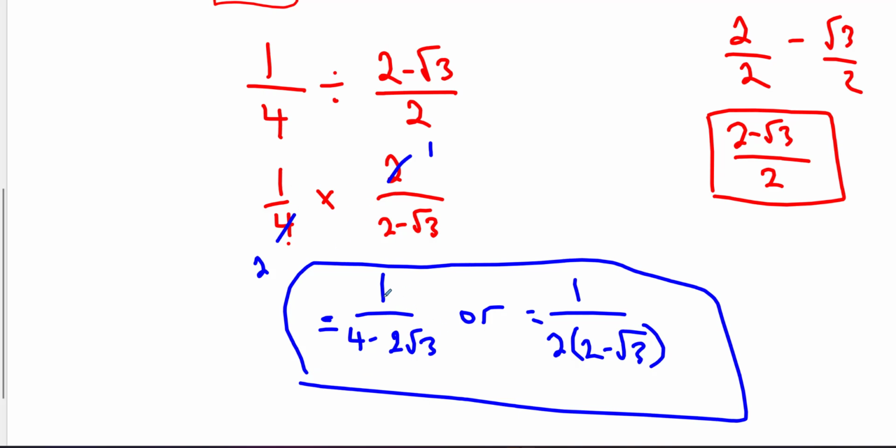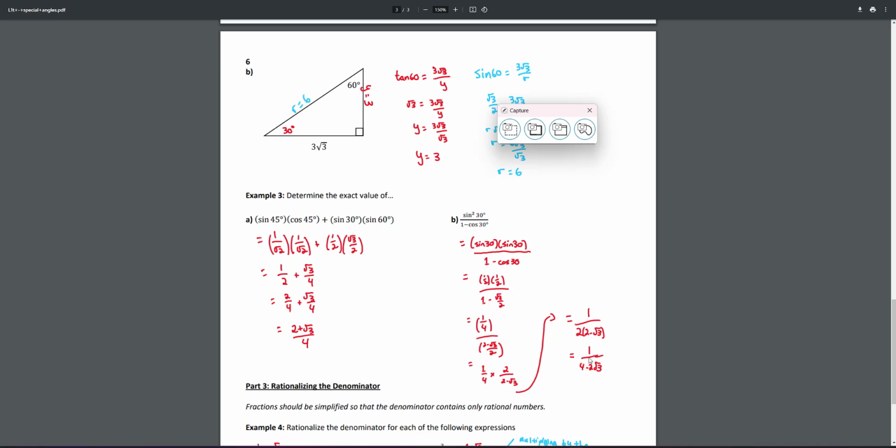So when I multiply it out, it's 1 over 4 minus 2 root 3, or 1 over 2 brackets 2 minus root 3. So that's the final answer, and you can see that they are both actually answers as well. As you can see, they're both the same. It doesn't make a difference.